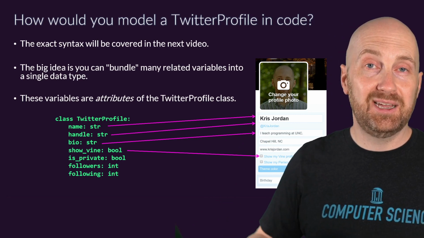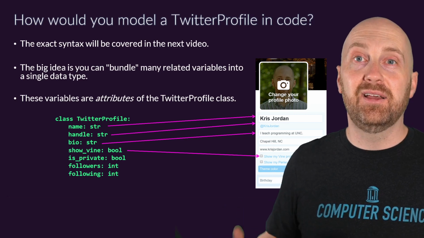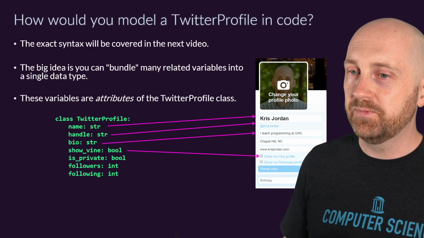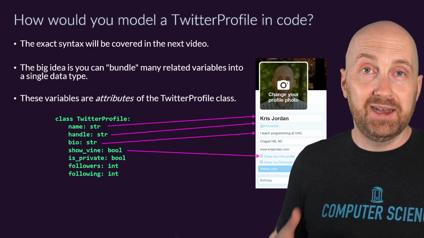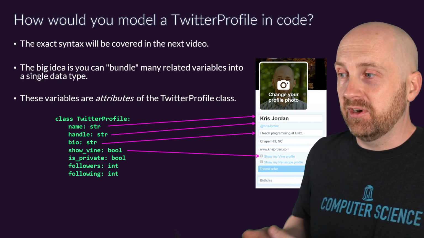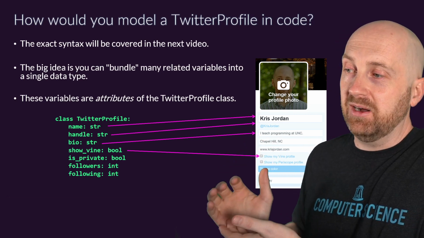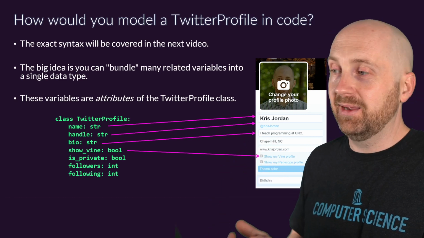We're defining the template, the various attributes that you can actually assign specific values to. Whereas with an object, it's the actual values that are plugged in. So for me, in my object, my Twitter profile object, it has a string name of Chris Jordan.